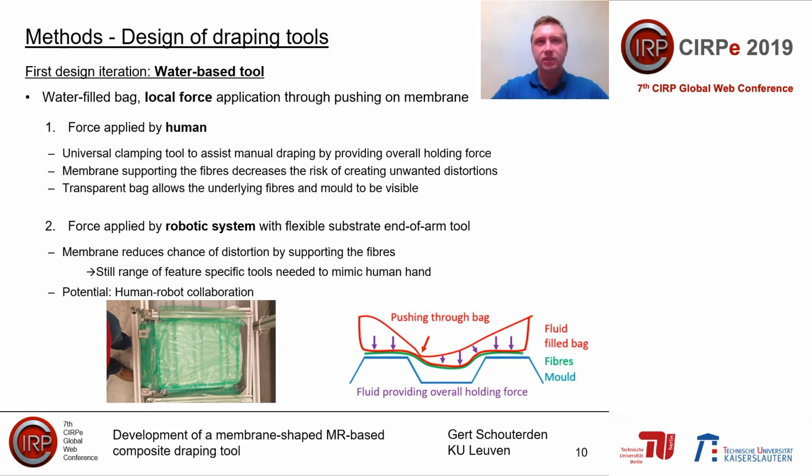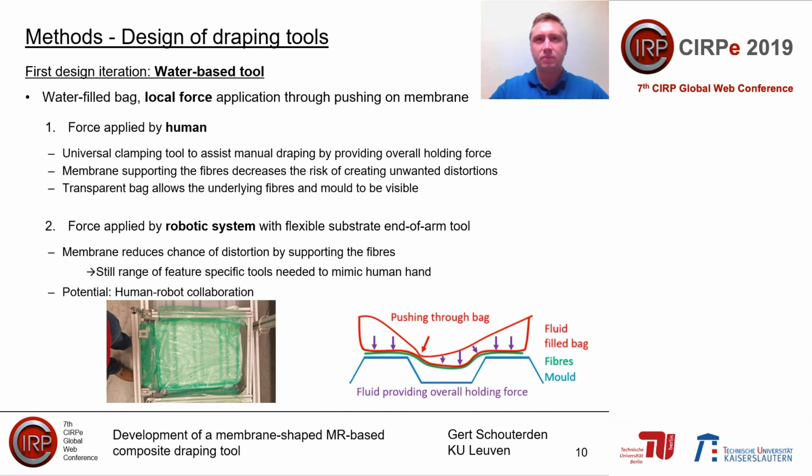Like mentioned before, in this paper we propose 2 different tools. The membrane of both tools is the same. In the first iteration, we fill the membrane with water, and the local force application can be done in 2 ways. It can be applied by a human or by a robotic system. In the first case, the tool will serve as an assistive tool for the manual process and as a universal clamping tool providing overall fixation of the fibers. Additionally, the membrane will support the fibers when the human applies local force. This way, the risk of causing unwanted distortions is decreased.